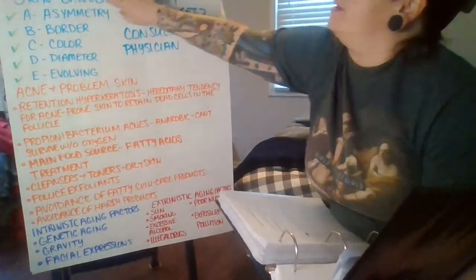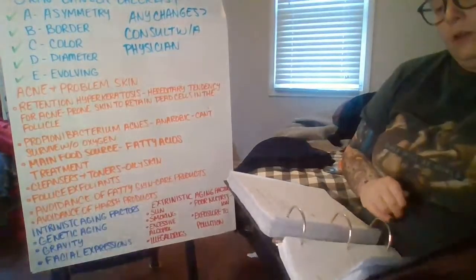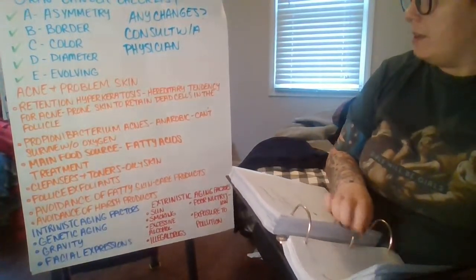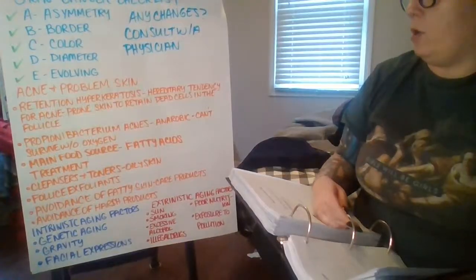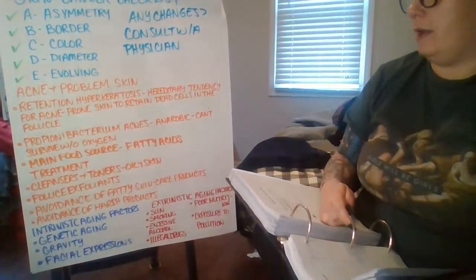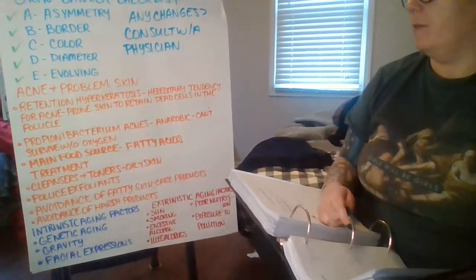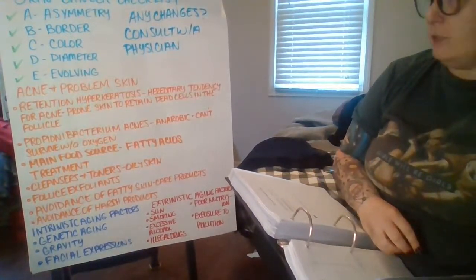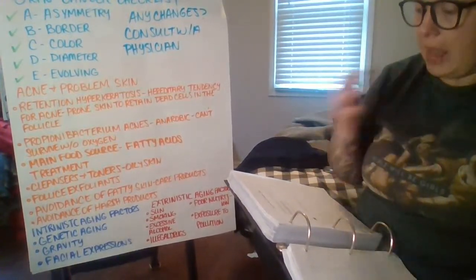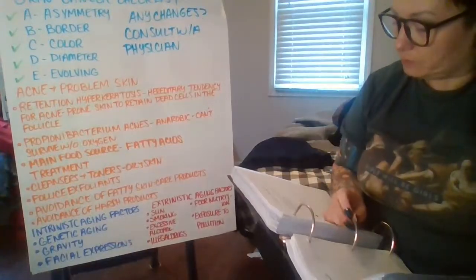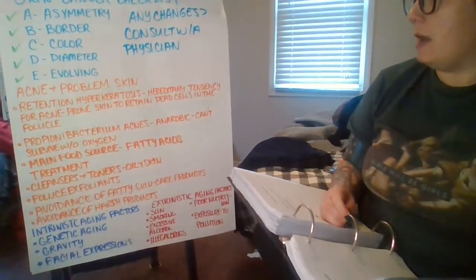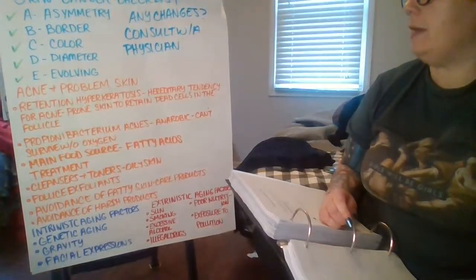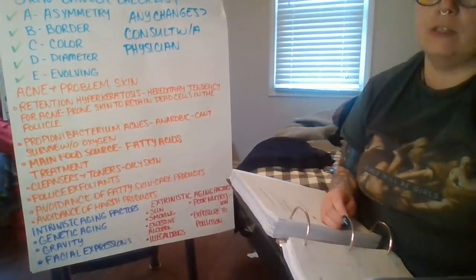Skin cancer checklist. A for asymmetry, B for border, C for color, D for diameter, and E for evolving. If there are any changes noted, consult with the physician. Acne and problem skin. Retention hyperkeratosis is the hereditary tendency for acne-prone skin to retain dead cells in the follicle.